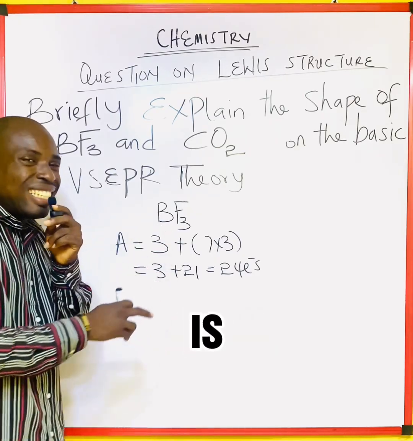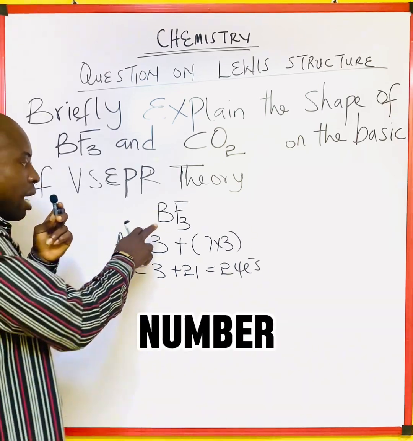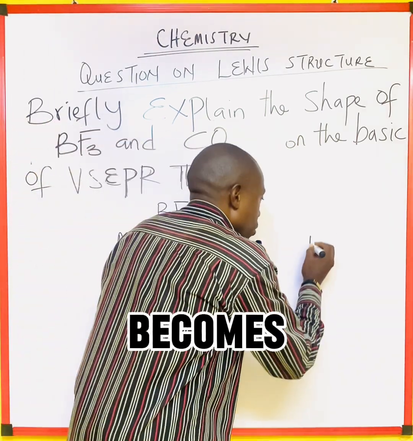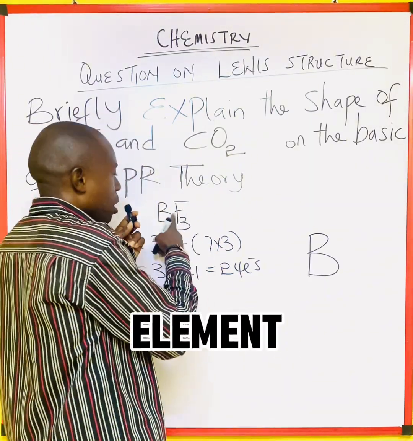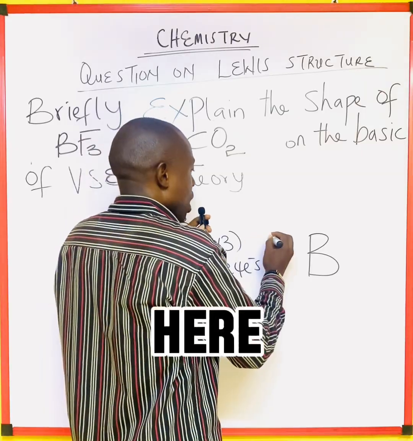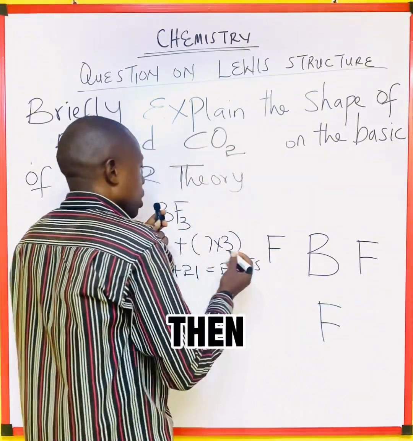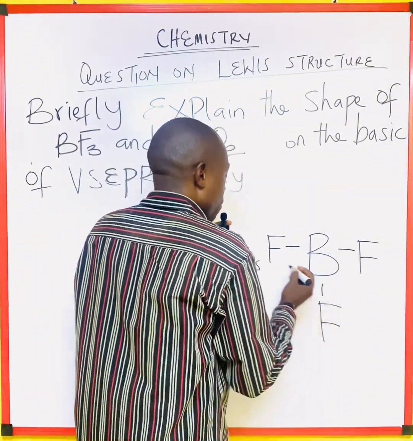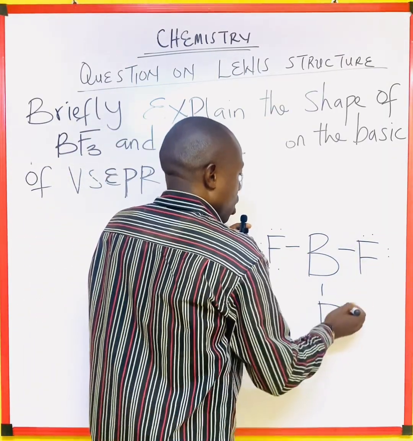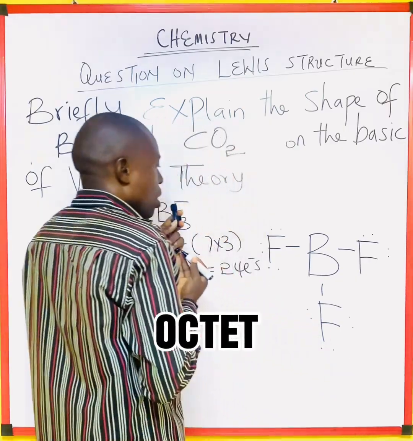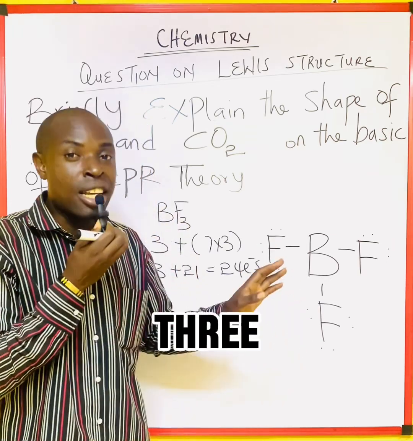Of course, boron is the parent element because it is the element that is fewer in number here, 1 atom. So here becomes boron. Of course, I will spread the other element across this central element. Here is fluorine, here is fluorine, here is fluorine. Then I will give it a single bond first. Now I will complete this to become octet, right? So here is 8, 8, 8. So 8 times 3 here is already 24.